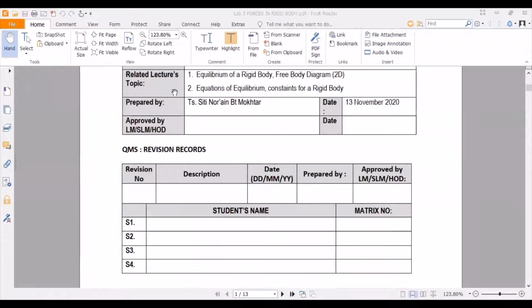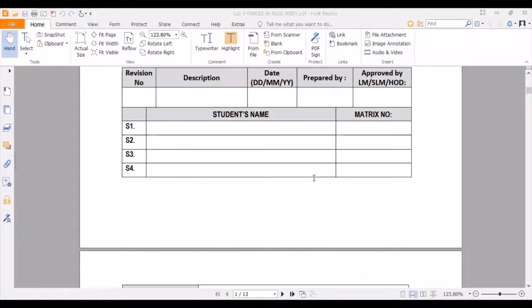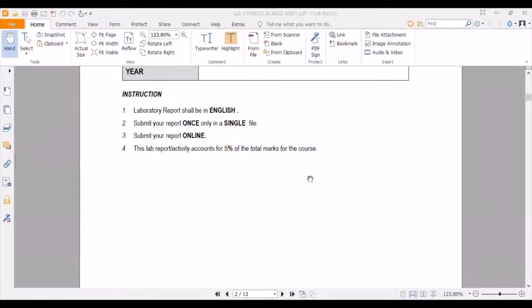The related lecture topics cover equilibrium of rigid body, free body diagram in 2D, and equations of equilibrium for a rigid body. Before you fill in the lab sheet, you should read the instructions first, what the lab sheet needs and what the lab sheet wants.